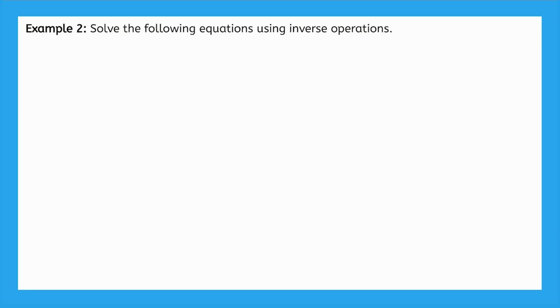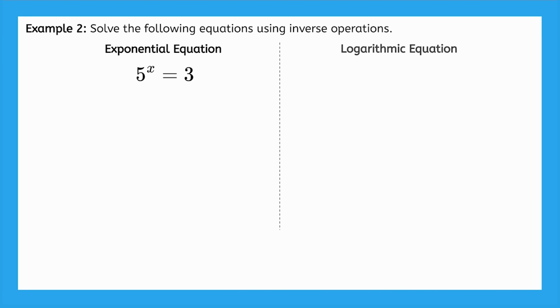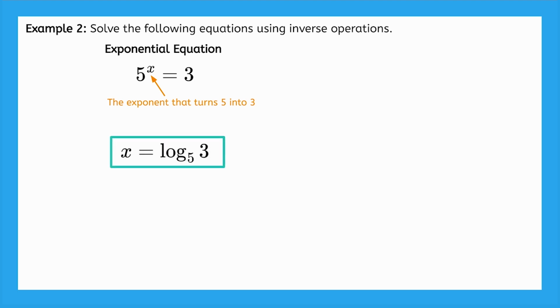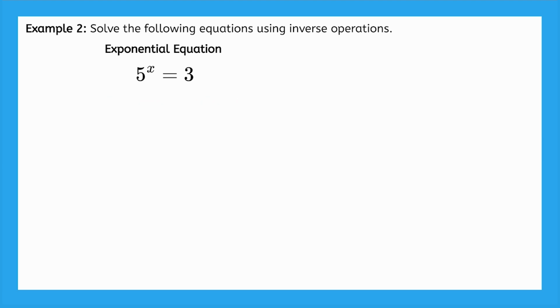We will solve an exponential equation, which is simply an equation where the variable is an exponent, and a logarithmic equation, which is an equation where the variable is in the argument of a logarithm. Let's first consider the equation 5 to the x equals 3. Since we're looking for the exponent that turns 5 into 3, we already know the solution is log base 5 of 3. However, let's try a different way of approaching this equation.